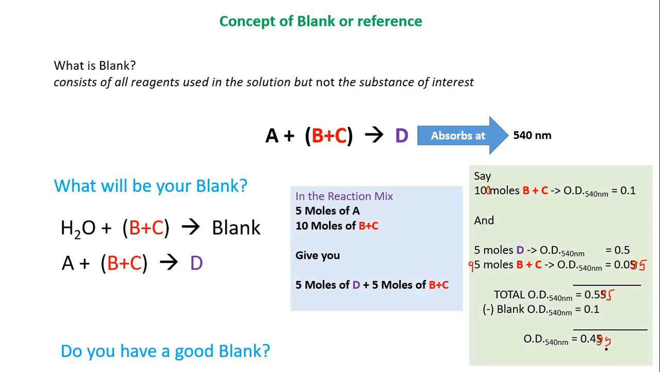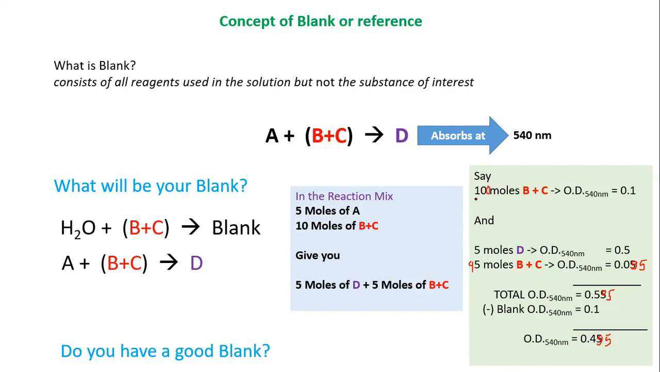So is 0.495 close to 0.5? It is close to 0.5. So what am I doing here? I am increasing the concentration of the coloring reagent in the blank. So that after the reaction happens, no matter how many molecules of A are there in my sample, whatever is left over is more or less similar to what I added.